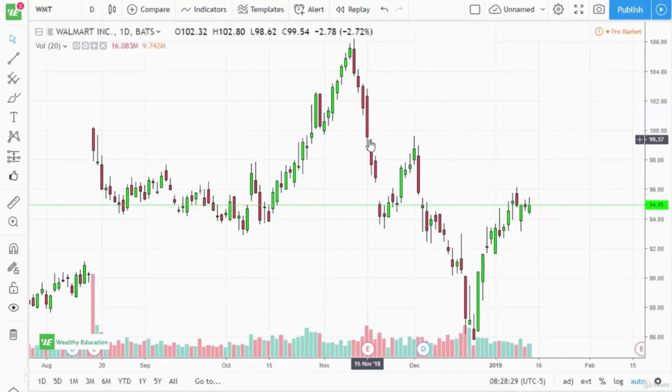The sellers have overwhelmed the buyers here, and therefore it makes sense that we continued to go lower, just as it makes sense that with the buyers closing at the highs of the day, we have risen from there.